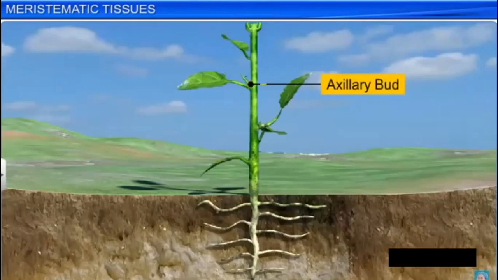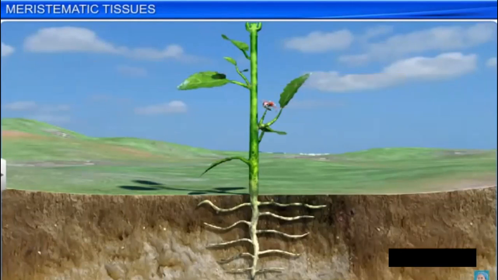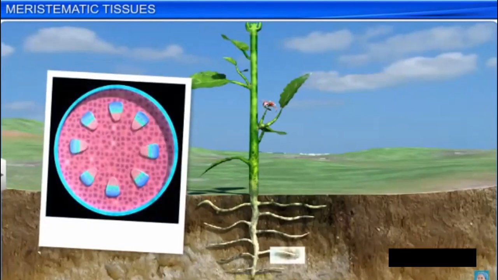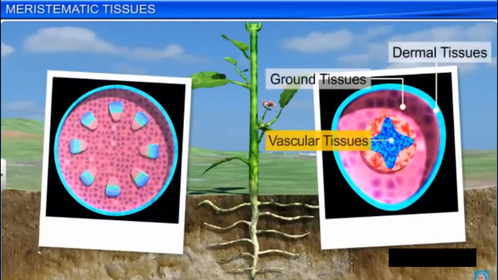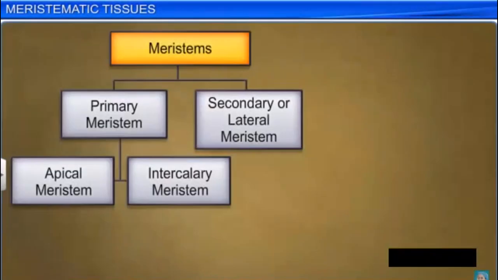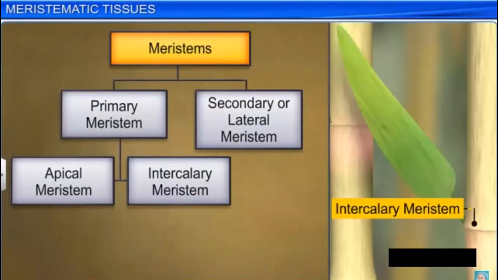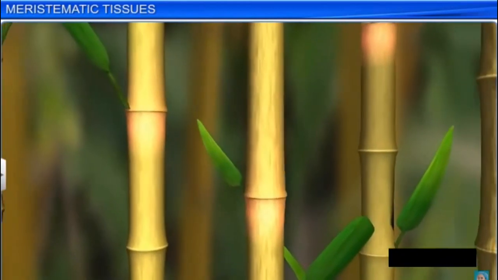Axillary buds are formed at the axil of the leaves and can develop into a branch or a flower. During the formation of the primary plant body, some particular regions of the apical meristem produce dermal tissues, ground tissues, and vascular tissues. Another type of primary meristem is intercalary meristem, which occurs between mature tissues. It helps in regenerating grass blades removed or eaten by grazing animals.